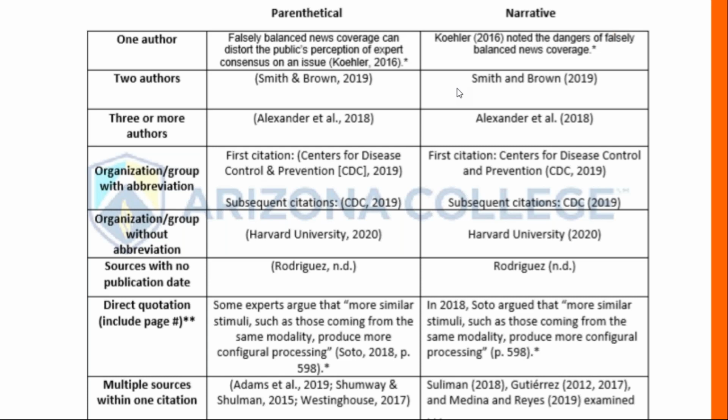And the first time that you mention that citation in your paper, you're going to spell out the entire title of the organization. So Centers for Disease Control and Prevention, you're going to put CDC in brackets if it's parenthetical, or parentheses if it's a narrative. And then anytime you use that citation afterward in your paper, you can just say CDC and you don't have to spell it out every time.